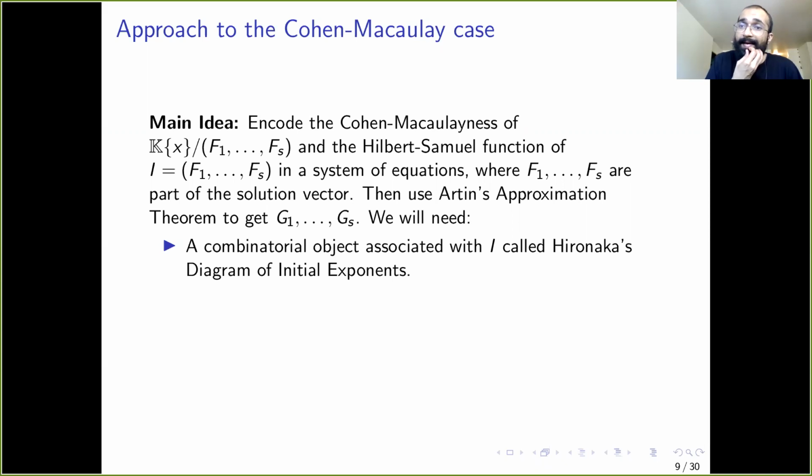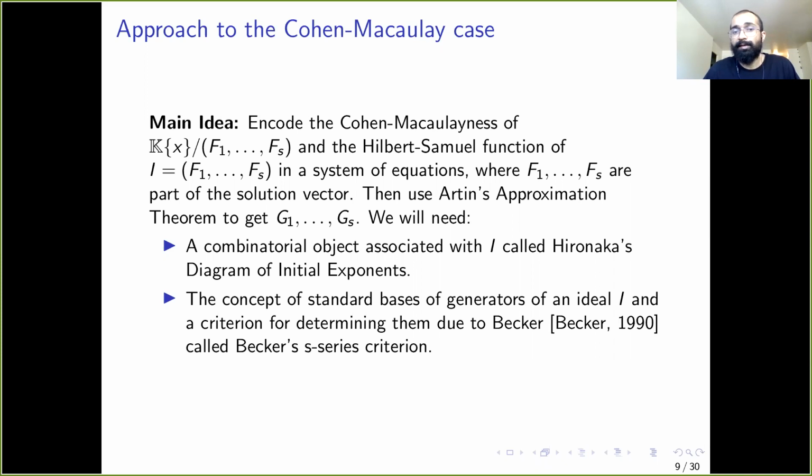Now, in order to describe this translation of these constraints into equations, we'll need a couple of mathematical objects that I will proceed to describe. The first one is a combinatorial object associated with an ideal I that's called Hironaka's diagram of initial exponents. And the second is the concept of standard basis of generators of an ideal I in the ring of convergent power series, and a criteria for determining when some set of generators forms a standard basis. I'd like to point out here that standard basis and this criteria are a direct generalization of Gröbner basis in the polynomial case and Buchberger's criteria in the polynomial case.